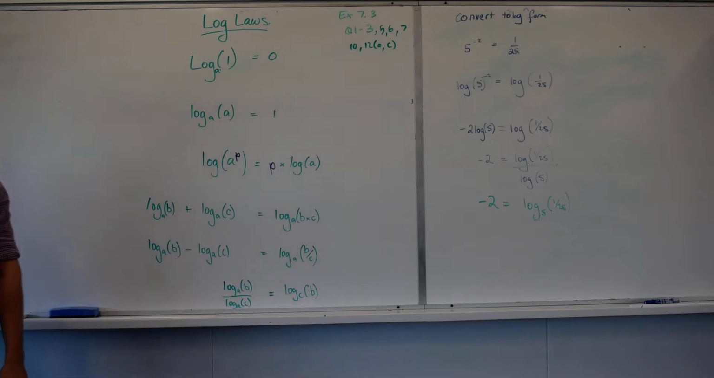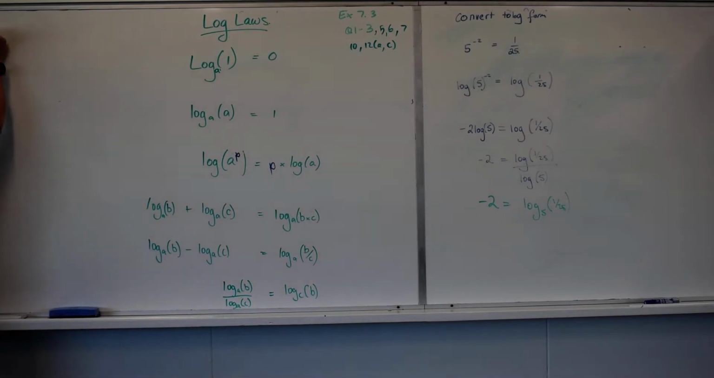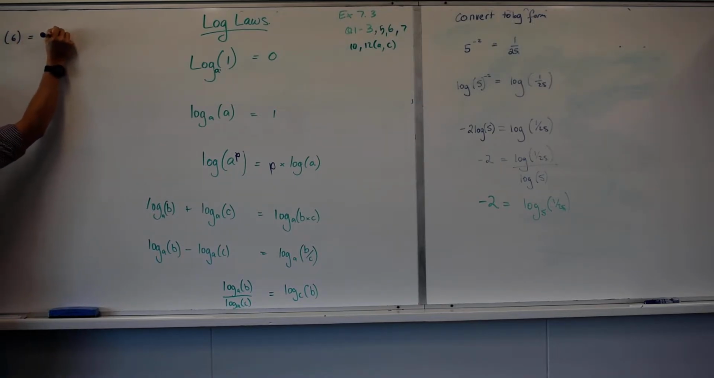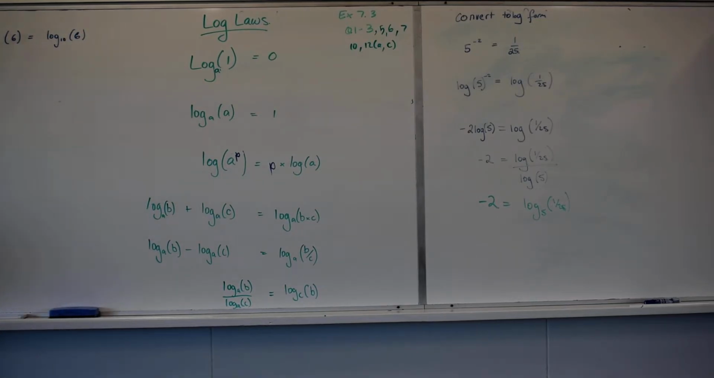The two most common bases with our logs are log base 10 and log base e. Remember how I put e on the board yesterday and said it's a special number? So if you see this, that would mean log base 10 of 6. If you type in your calculator log 6, that'll assume log base 10.